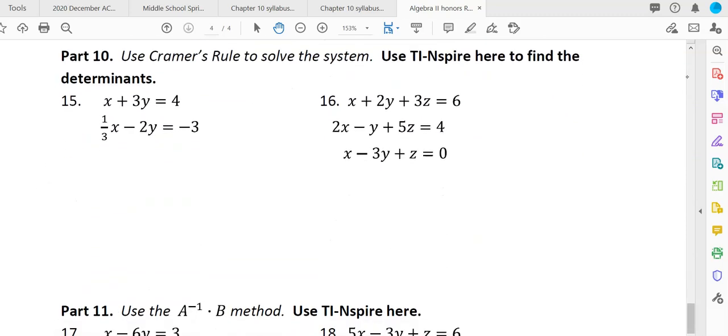Okay. Use Cramer's rule to solve. You got to set it up. I know you use Cramer's rule, but the Nspire will do the determinants just fine for you. So Cramer's rule looks like this. So x equals the determinant of the coefficient matrix here, which is 1, 3, 1/3, and negative 2. Up top, 3 and negative 2 stay in the same spots, but I'm solving for x. I'm going to replace those with these two variables, 4 and negative 3. Set up my y.